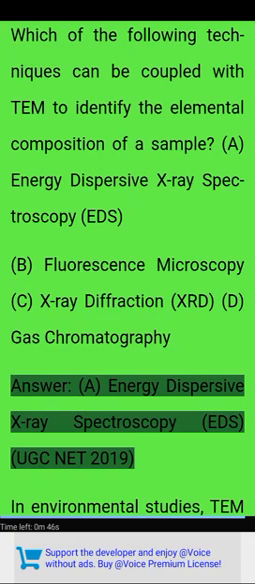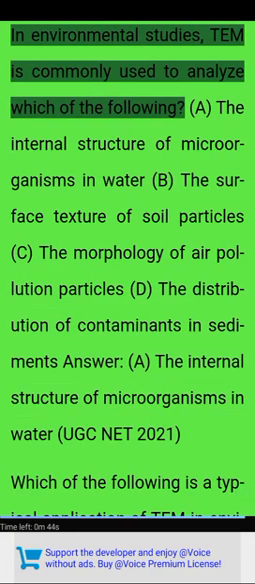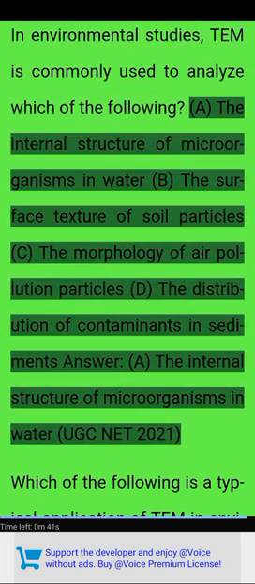EDS. UGC NET 2019. In environmental studies, TEM is commonly used to analyze which of the following? A. The internal structure of microorganisms in water. B. The surface texture of soil particles. C. The morphology of air pollution particles. D. The distribution of contaminants in sediments. Answer: A. The internal structure of microorganisms in water.